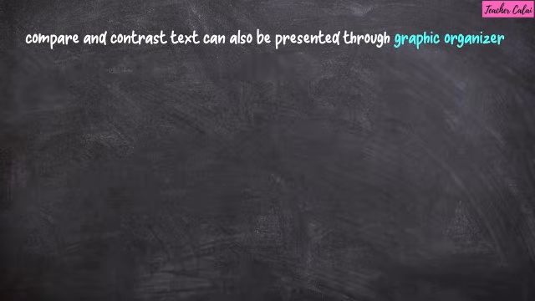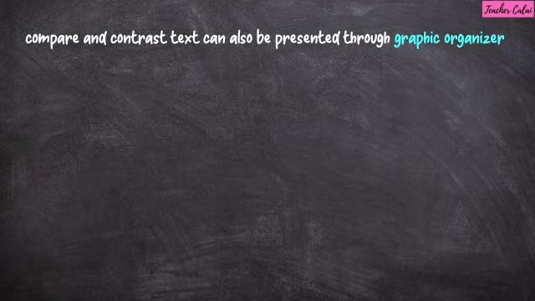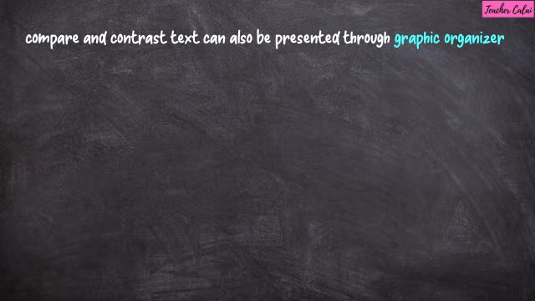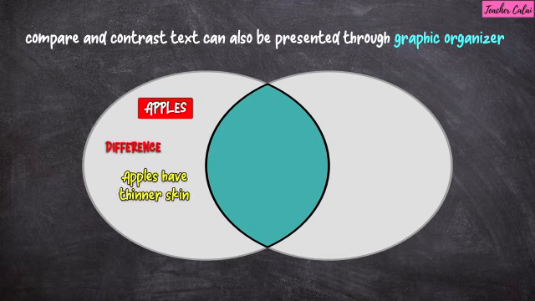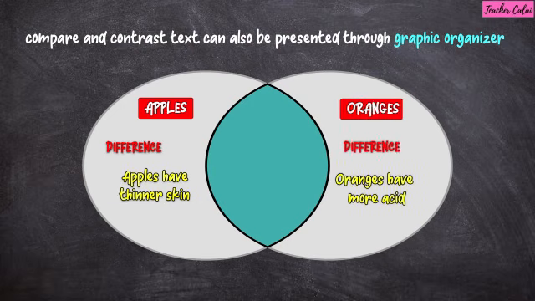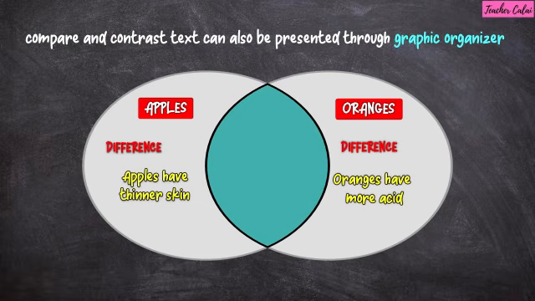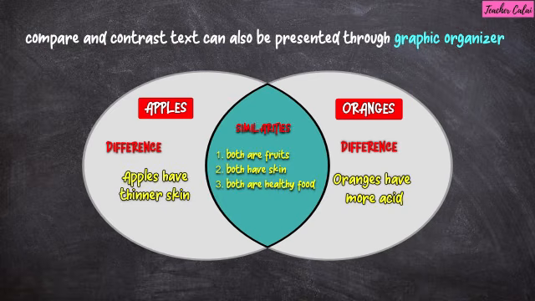Compare and contrast can be presented through a graphic organizer, which is called a Venn diagram. Using the given example, we can also present it this way. On the left half side of the first circle is the difference of apples to oranges. Then on the right half side of the second circle is the difference of oranges to apples. The overlapping part of the circles are the similarities of the two.